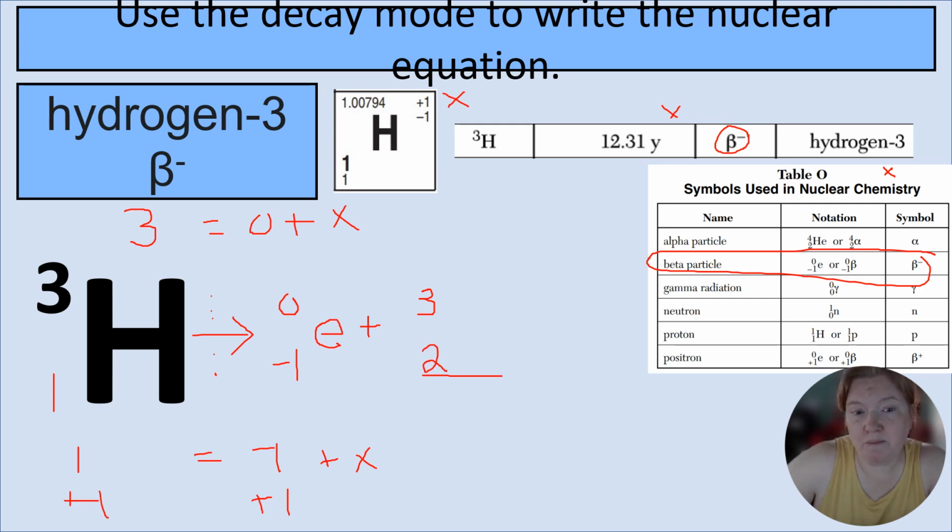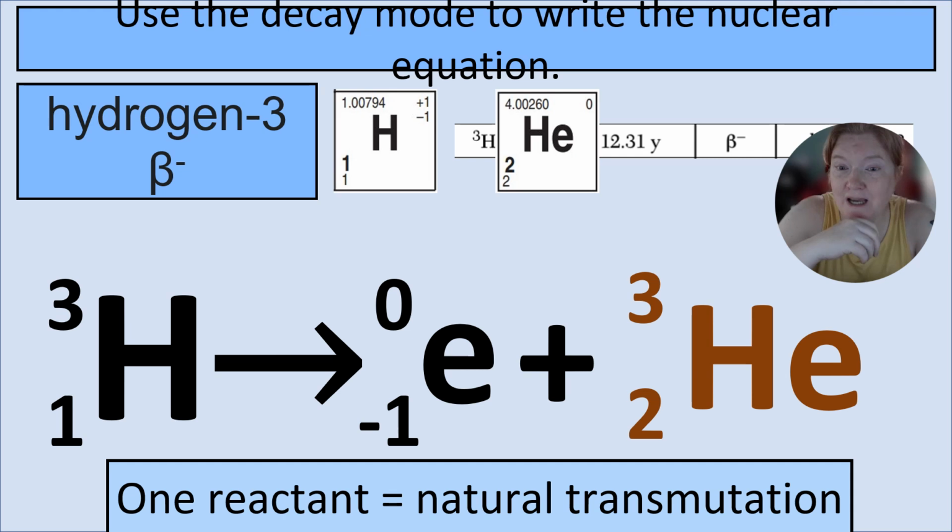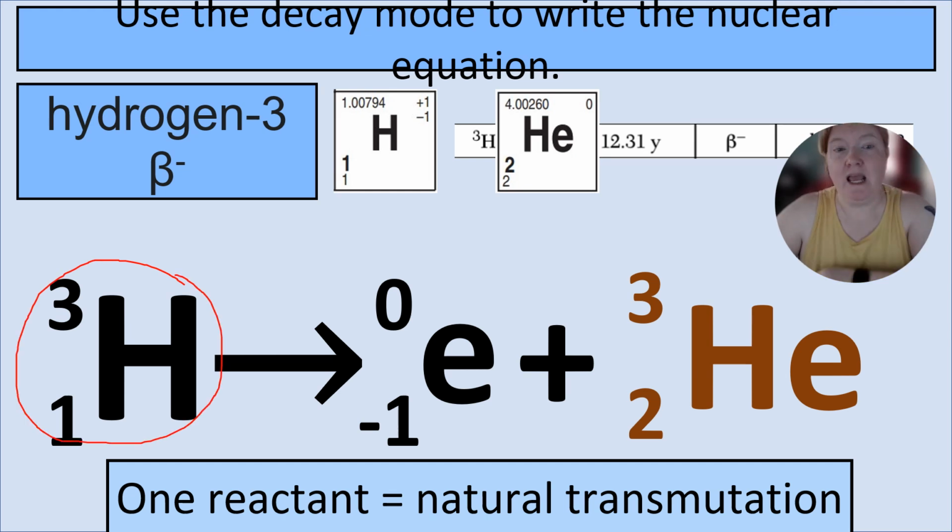So I have the top number, bottom number, then I need a symbol, okay? Where do I get that? Well, I look at the periodic table and I look for the element that has 2 as the atomic number. Now remember, this is a natural transmutation because it is one reactant, and this is what happens in beta decay. Beta decay has a negative down here, so we have to be careful, right?